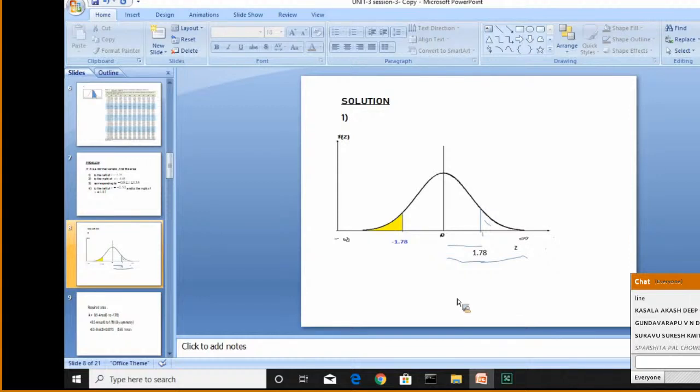0 to 1.78 we are seeing from the table. Take out your table. Who was asking? Tasmia, you take out your table. After that, below the line, what is the doubt? I will tell. 1.78, what is the value you are getting? 1.78, it is 0.4625. Tasmia, are you clear? Are you there?